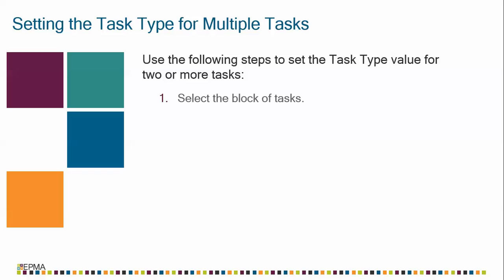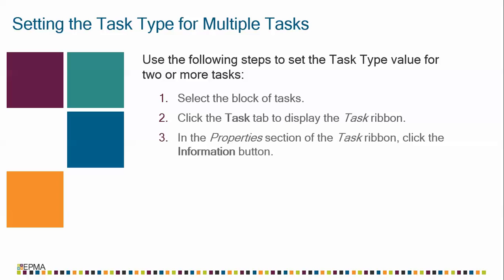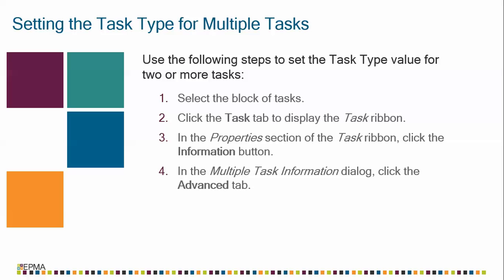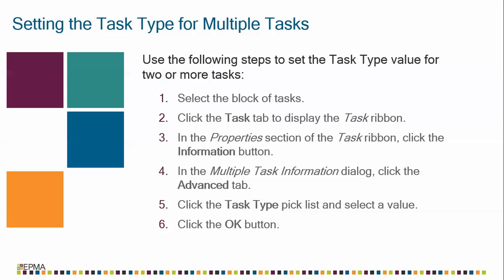First, you select the block of tasks you want to change. Then you click the Task tab to display your task ribbon. Over toward the right end in the Properties section of the task ribbon, you'll click the Information button. Microsoft Project will display a very special dialog called Multiple Task Information. In this dialog, you click the Advanced tab. On the Advanced page of the dialog, you click the Task Type Pick List and select your desired value. And then you click OK.